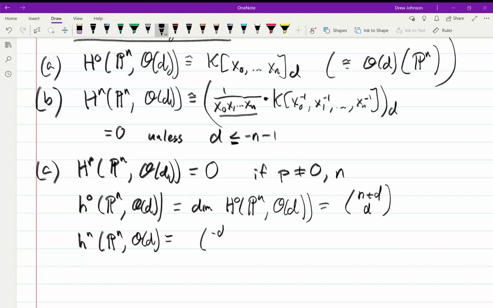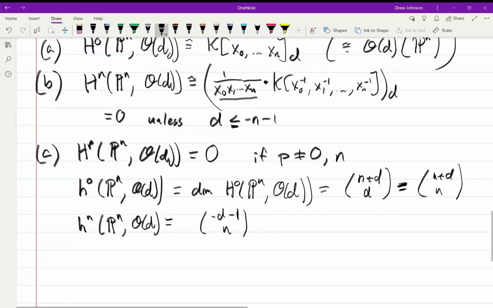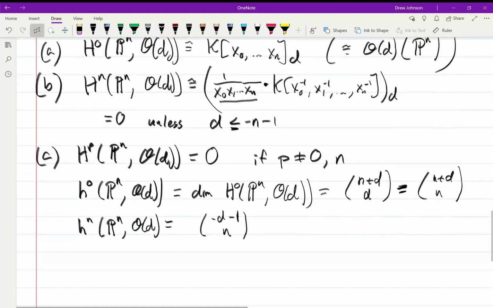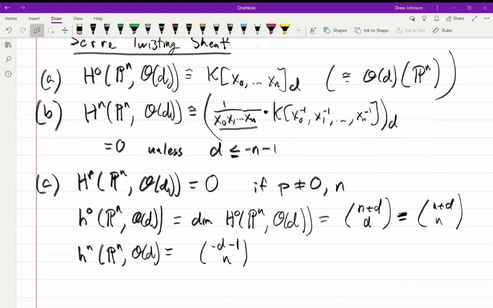All right, it'll be a minus d minus 1, choose n. Okay, and once again, I'll let you do the combinatorics on that. And maybe we should also note that you can write this as n plus d, choose n, that's the same thing. Also, let me remark that if d is negative, then the h0 is equal to 0. That follows from this formula, or from this expression, or from our previous computation.